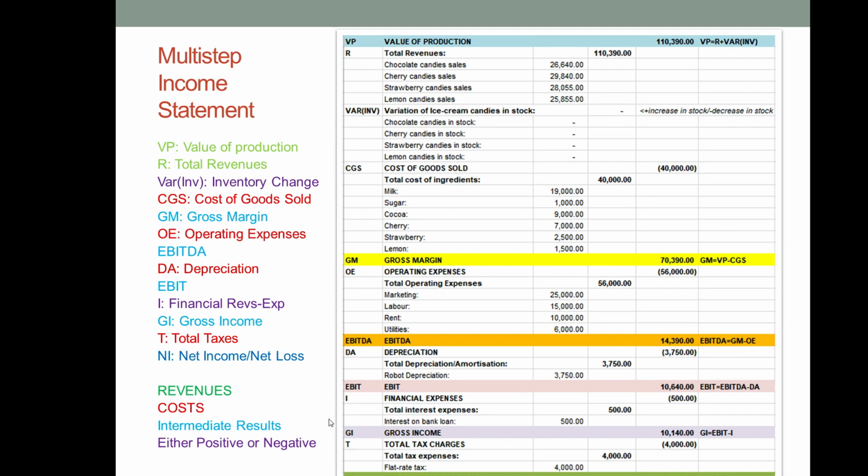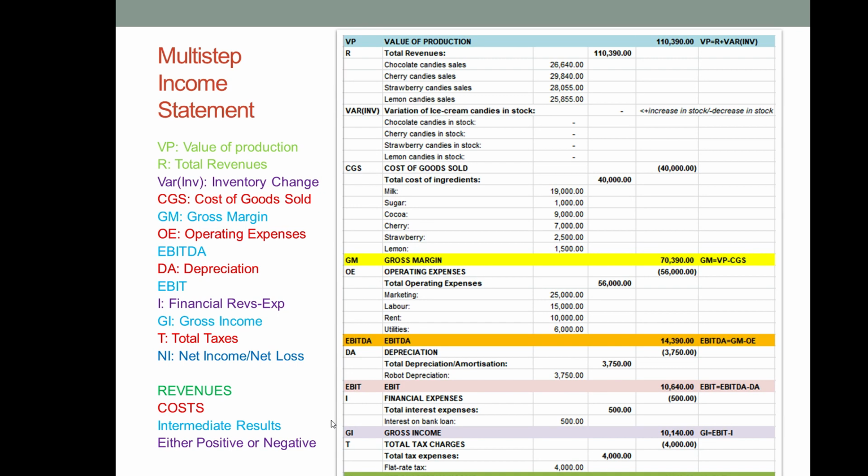Then we have operating expenses. We subtract them from the gross margin, and we get to EBITDA. And we'll see what it means in the next lesson. Then we have depreciation. We know about depreciation. It's the amount of fixed cost that has been allocated to this particular period.